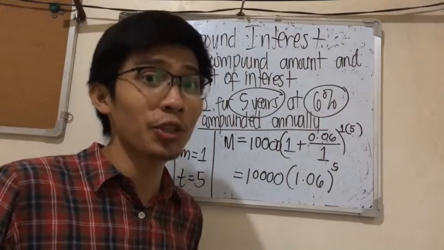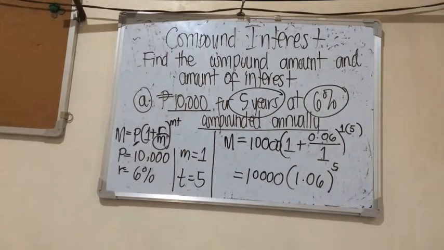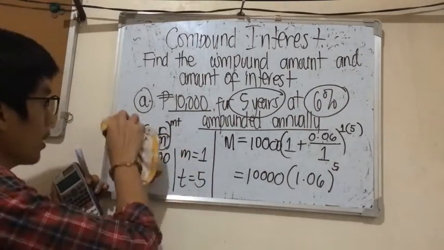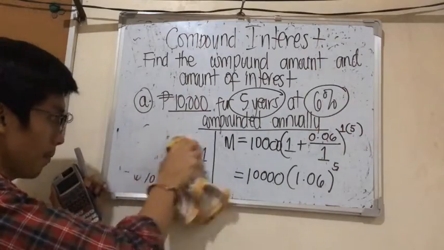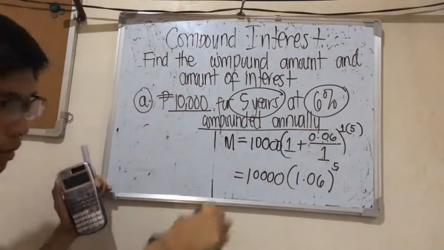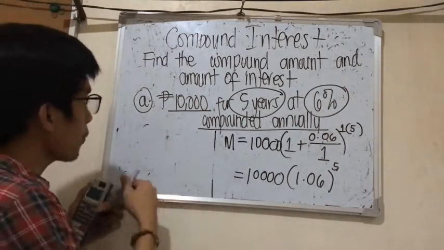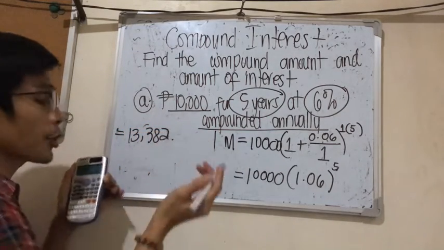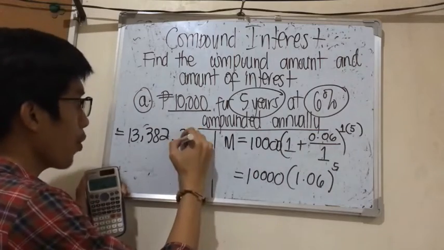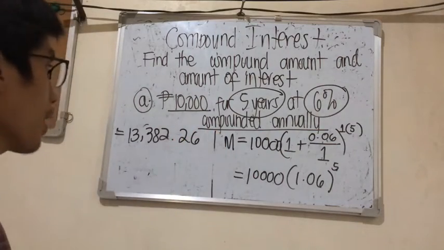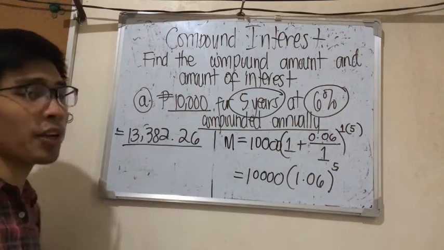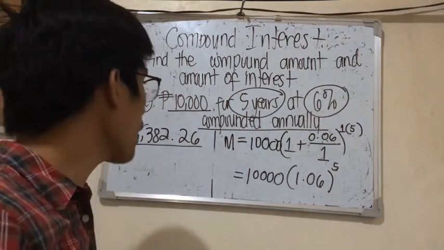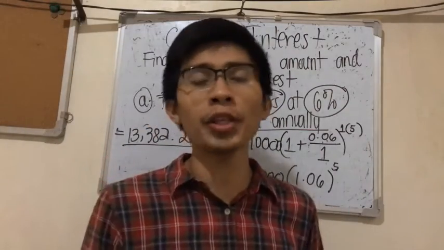Okay, so let's write it here. The answer for this one is 13,382. Let's round it off to the nearest hundredths. That is 0.26. Therefore, 13,382.26 is the maturity value.